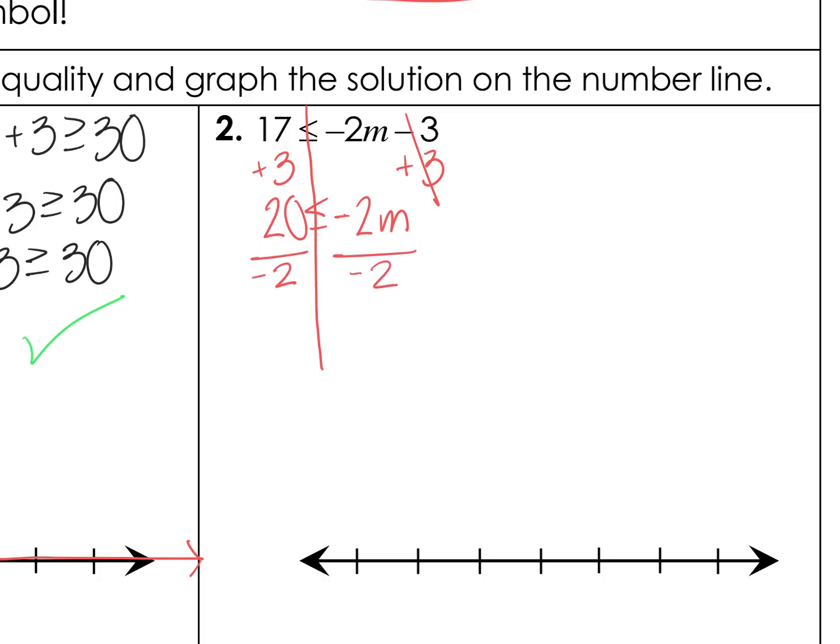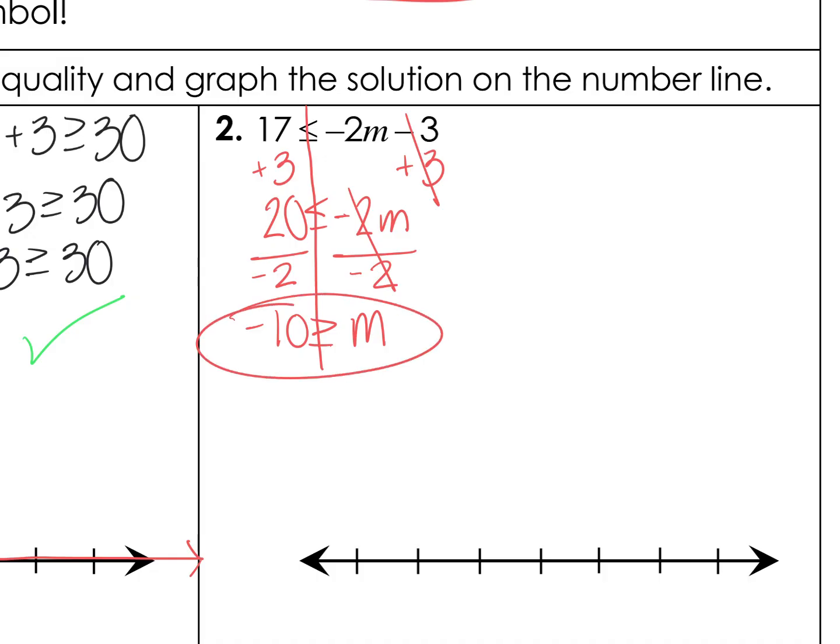20 divided by negative 2 would be negative 10. Before I write this inequality, I need to ask myself, did I just multiply or divide by a negative number? Yes, I just divided by negative 2, which means I need to flip my inequality. That sideways caret, or that arrow, whatever shape you want to think of it, we now need to make open the other direction, keep the line the same. This would cancel out. I would be left with just m.